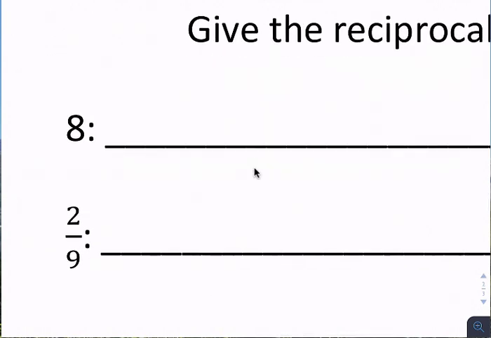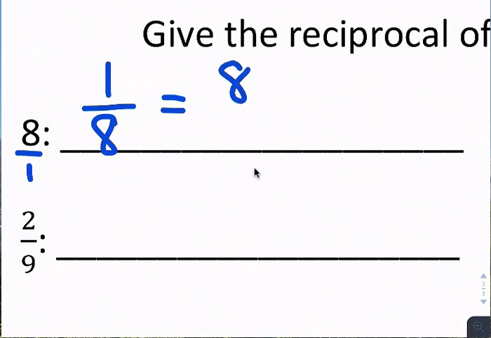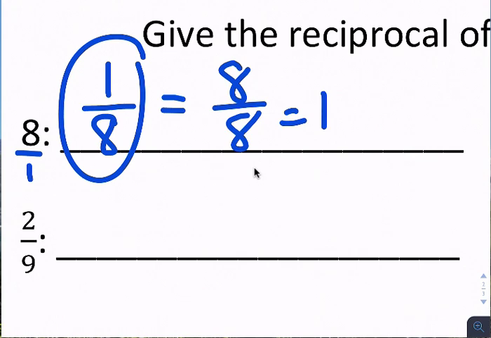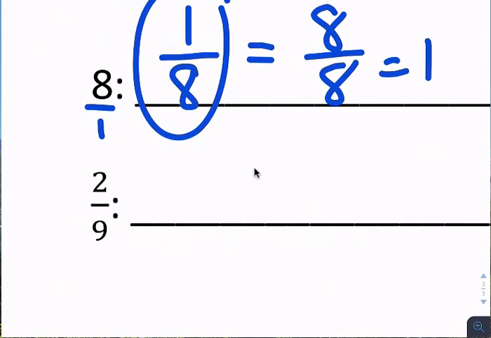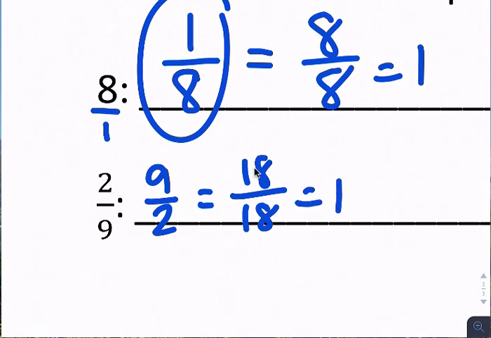Now reciprocals. Reciprocals are the flip and keep, change, flip. So 8 can be written as 8 over 1, so the reciprocal would be 1/8, because if I multiply 8 over 1 times 1 over 8, I get 8 over 8, which is really 1. So my reciprocal is 1/8. Remember, it's the number that you can multiply by to make 1. So 2/9 would be 9 over 2, because then you would get 18 over 18, which is 1. So 9 over 2 is my reciprocal.